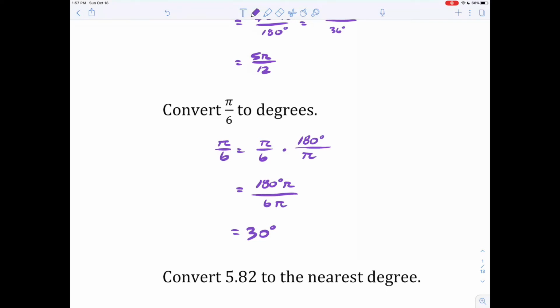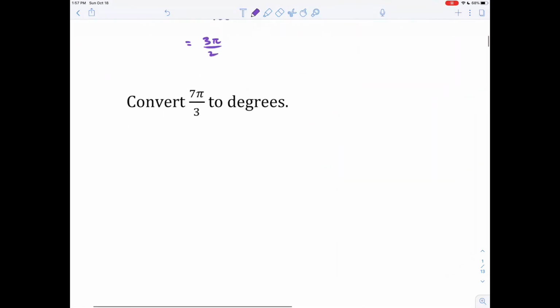That's one worth memorizing, because 30 degrees, you might remember, is one of our nice special angles. Try the others, see what happens. Pause if you need to. I am moving on.